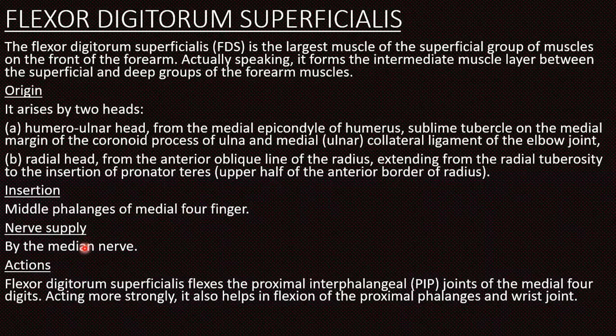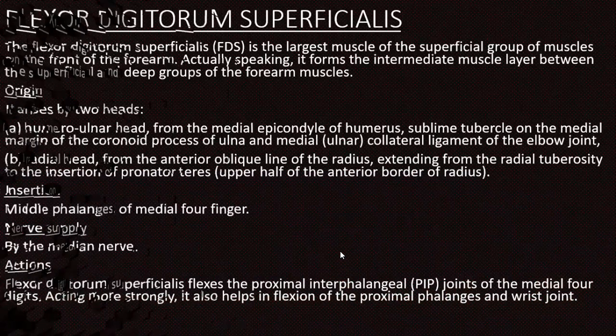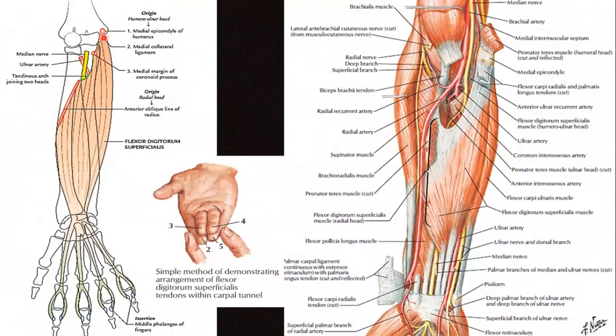It is supplied by the median nerve only. It flexes the proximal interphalangeal joint of the medial four digits, and it also flexes the proximal phalanges and the wrist joint. Here it is. You can see the humeral ulnar head origins, these three origins, also the radial head from the anterior oblique line of radius, then to be inserted into the middle phalanges of the medial four fingers.